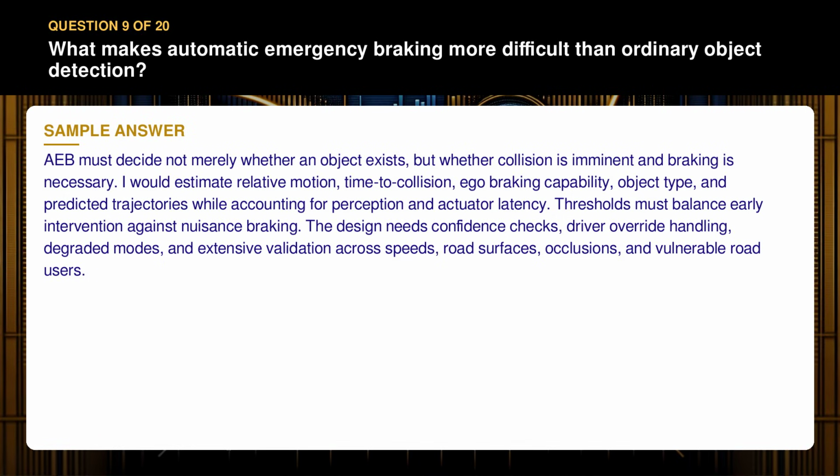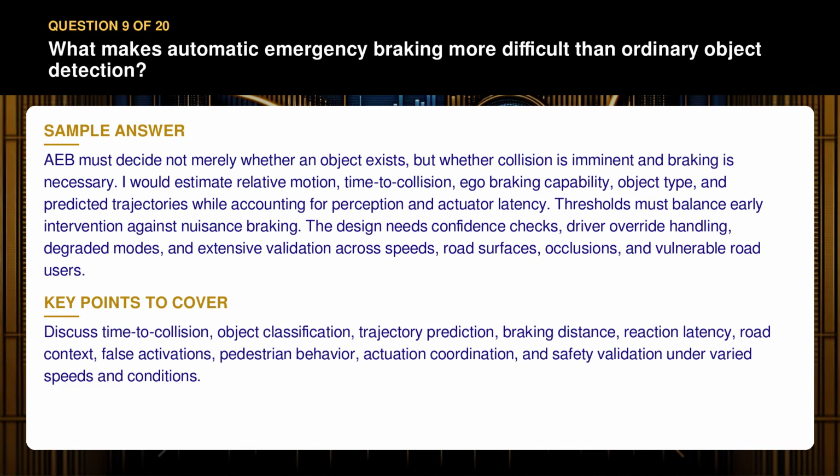The design needs confidence checks, driver override handling, degraded modes, and extensive validation across speeds, road surfaces, occlusions, and vulnerable road users. Discuss time to collision, object classification, trajectory prediction, braking distance, reaction latency, road context, false activations, pedestrian behavior, actuation coordination, and safety validation under varied speeds and conditions.